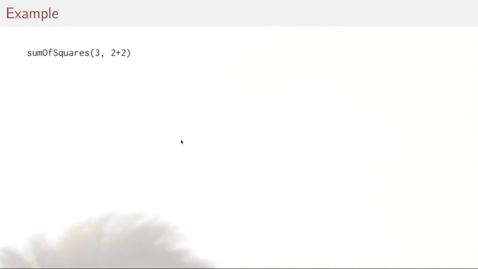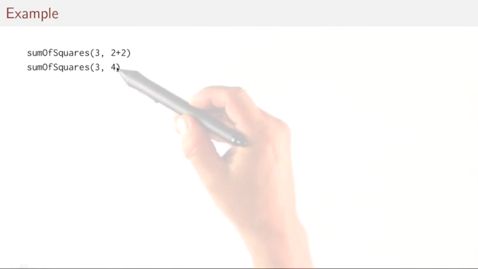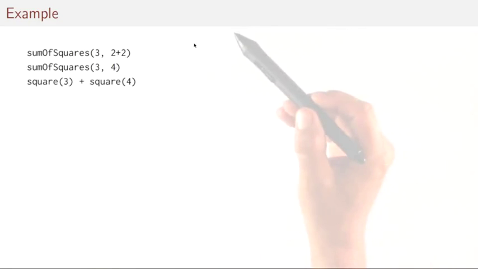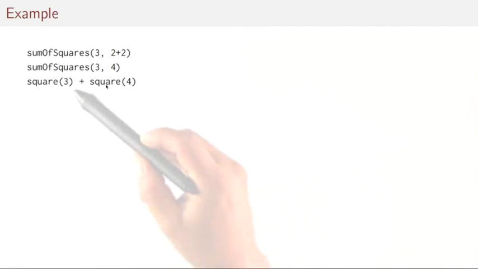Let's see how this works in an example. We start with sumOfSquares of 3 and 2 plus 2. The 2 plus 2 gets rewritten to a value 4, and we have sumOfSquares 3, 4. Then we take the definition of sumOfSquares, that was square of x plus square of y, and we replace the application by this right-hand side, where at the same time we replace the parameters x and y by the actual arguments 3 and 4.